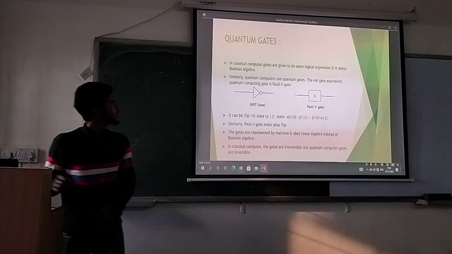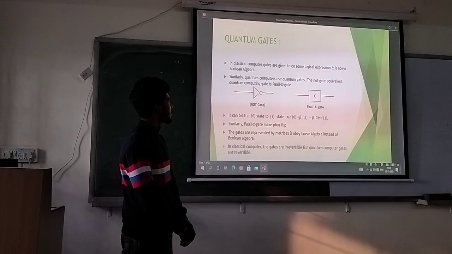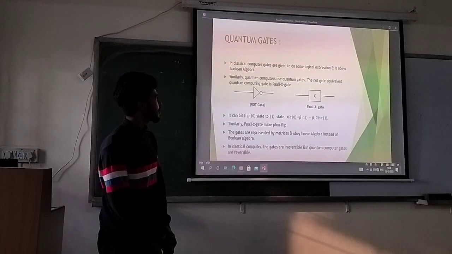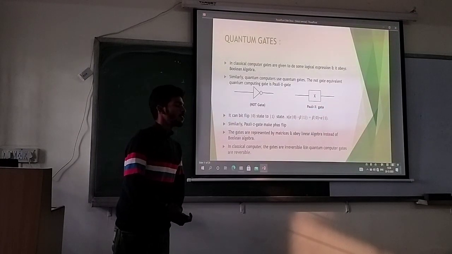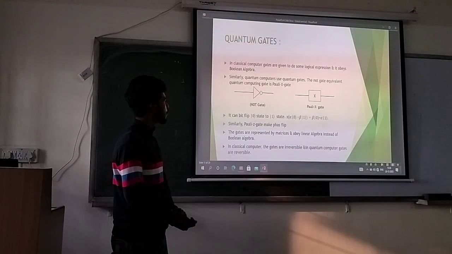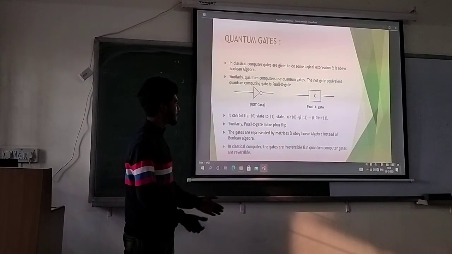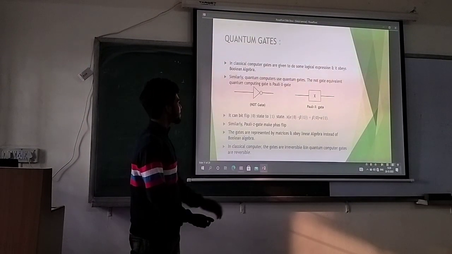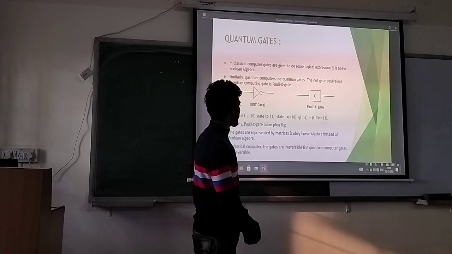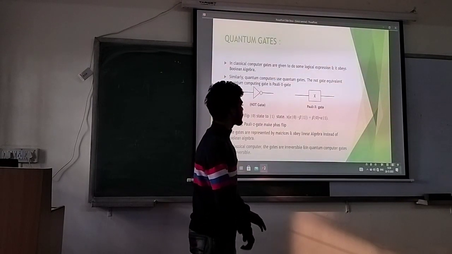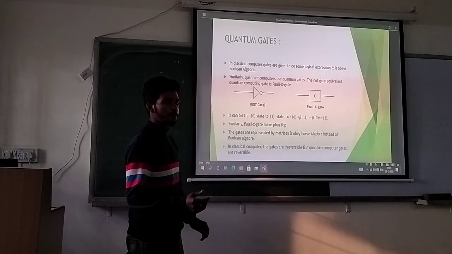And then quantum gates. In classical computers, gates are given by some logical expression, and they obey Boolean algebra. Similarly, quantum computers use quantum gates, and the NOT gate is equivalent to the Pauli X gate in quantum computing, where the NOT gate changes the state from 0 to 1. Similarly, the Pauli X gate can change the state 0 to 1, which you can see later in one diagram. So this is the linear combination alpha 0 and beta 1. When acted on by the Pauli X gate, it gives beta 0 and alpha 1. It changes the bit, so it can flip the bit.